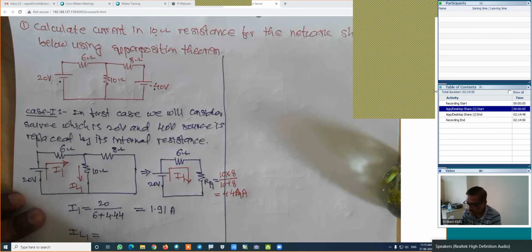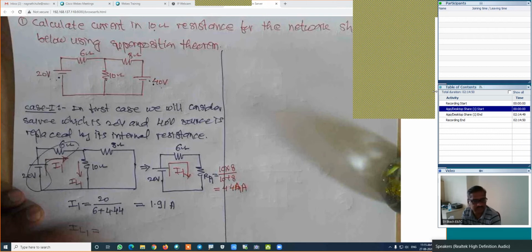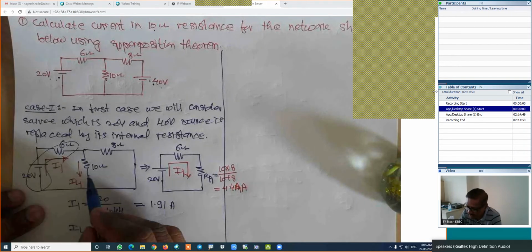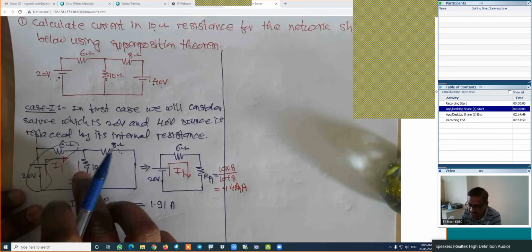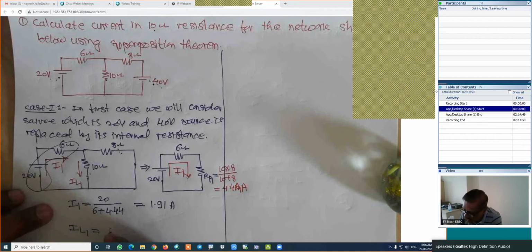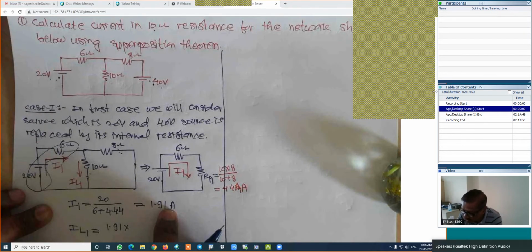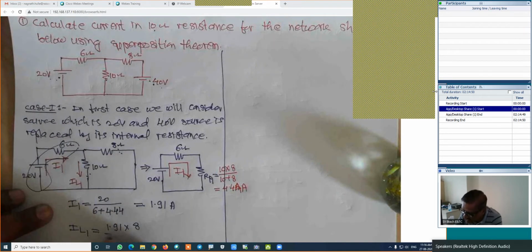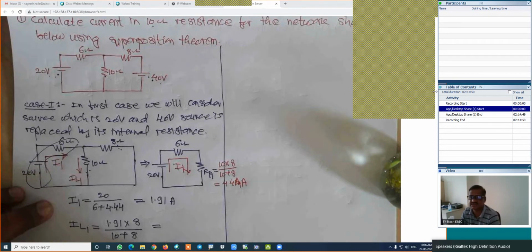How much is the IL1? Now look carefully at the current division rule. Current in this branch is known already. Out of these two parallel branches, this is the opposite branch if we are interested in this current. We are interested in this current, that's why this will be the opposite branch. How much is the total current? No need to put I1, I2, something like that. Directly you can put the values. This is 1.91 into resistance of the opposite branch, which is 8, divided by resistance of both branches, that is 10 plus 8. How much is the IL1? Yes. Who is that? Just unmute yourself. Madhuri.